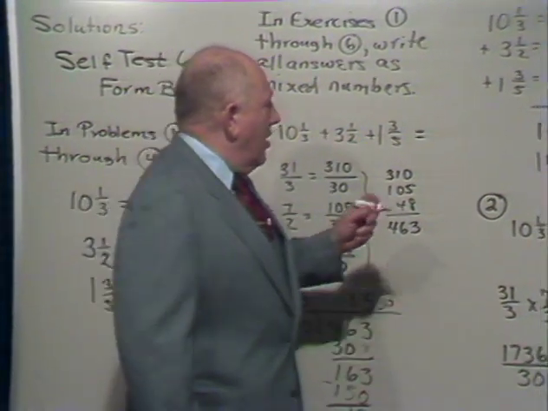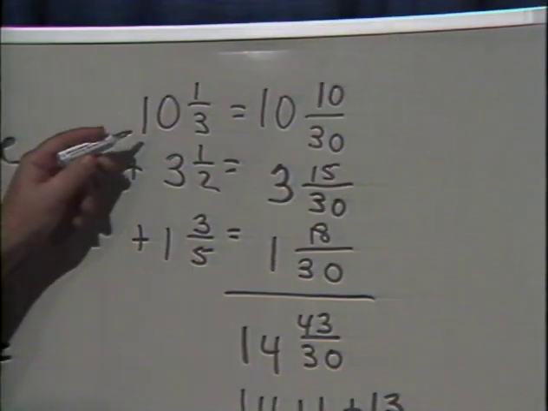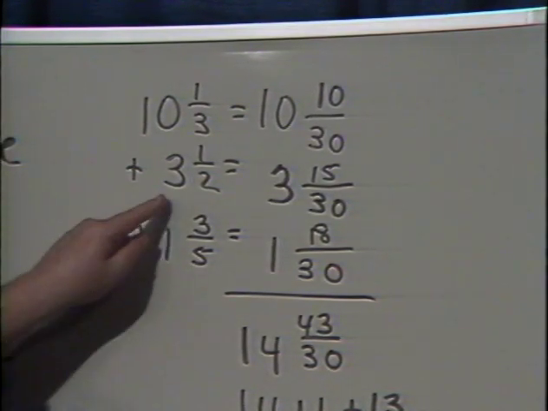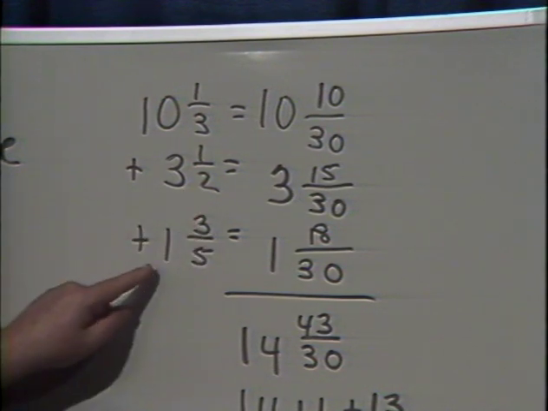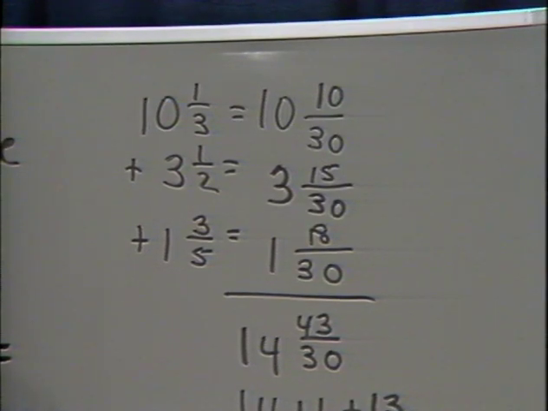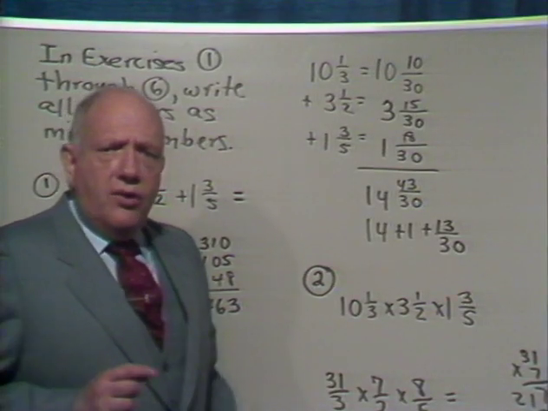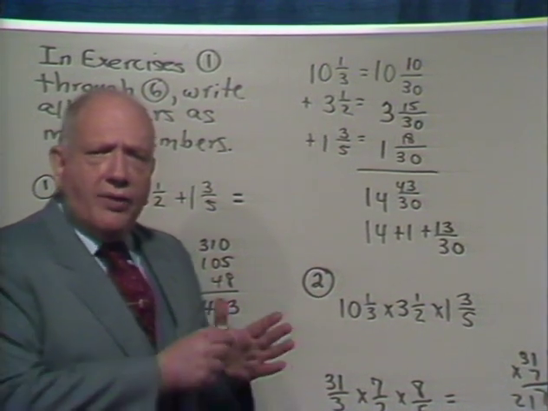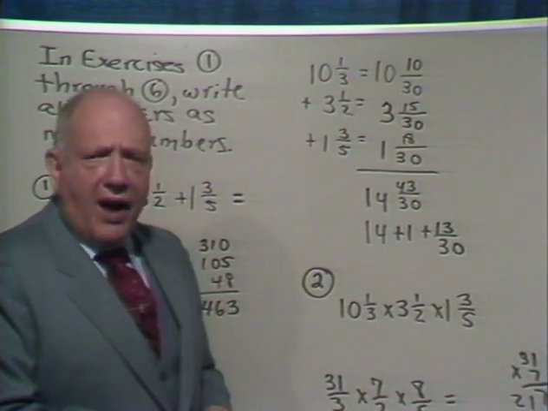way of doing this. You see, what we could have done is recalling that 10 and 1/3 means 10 plus a third, and that 3 1/2 means 3 plus a half, and that 1 3/5 means 1 plus 3/5. Since this is a pure addition problem, we can use the associative and commutative properties and regroup the numbers so that we add the whole numbers and add the fractional parts.